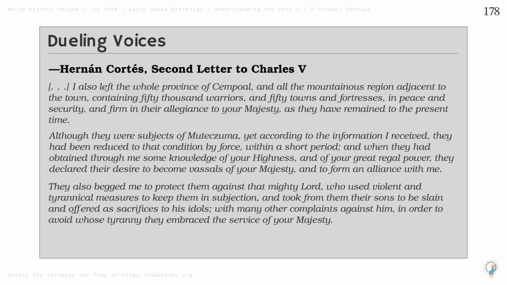They also begged me to protect them against that mighty lord, who used violent and tyrannical measures to keep them in subjection, and took from them their sons to be slain and offered as sacrifices to his idols, with many other complaints against him, in order to avoid whose tyranny they embraced the service of your majesty.